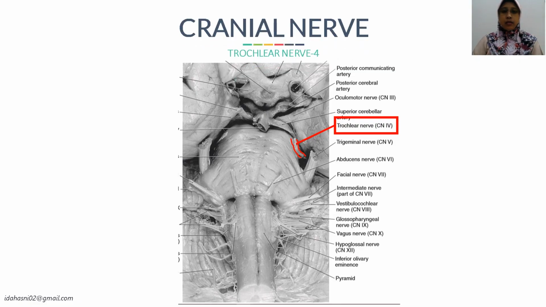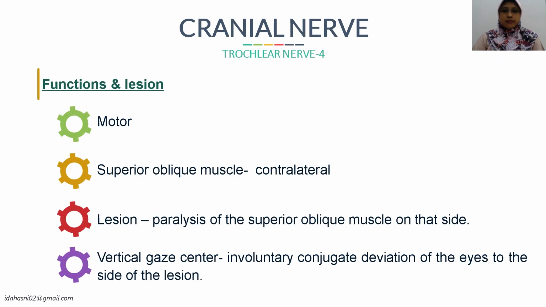Next is the trochlear nerve. Trochlear nerve is the cranial nerve number 4. There are two cranial nerves located in the midbrain, which are the trochlear nerve and the oculomotor nerve. The trochlear nerve is the only motor cranial nerve formed entirely by axons. This cranial nerve innervates the contralateral superior oblique muscles.